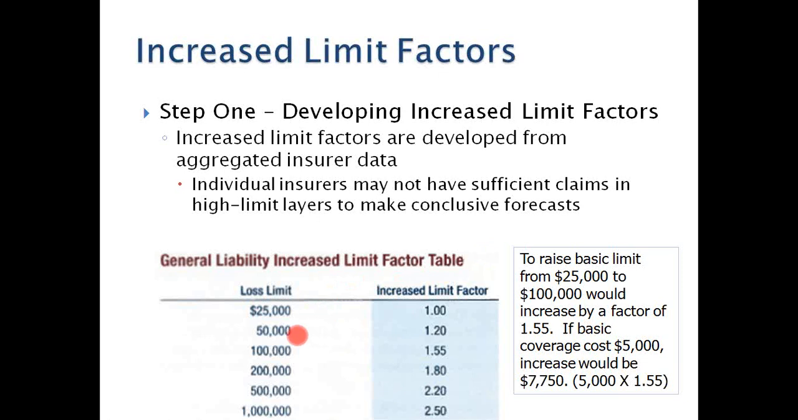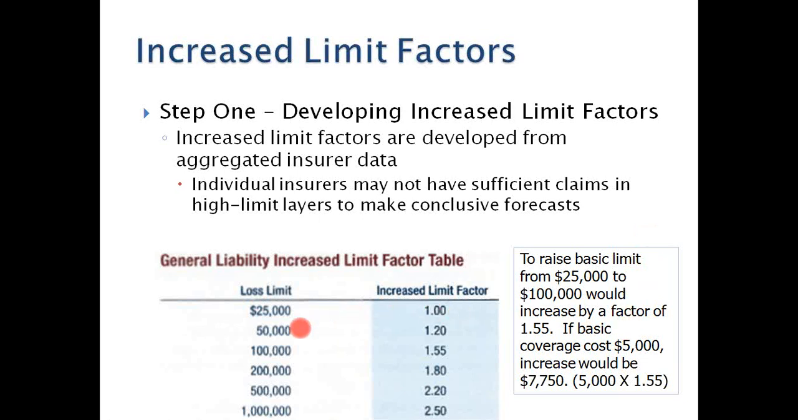So when we look at this, we can see a loss limit. Our base limit is $25,000, and the limit factor is 1, so it's basically multiplied by 1. That makes it easy. 50,000 is 1.2. 100,000 is 1.55. I put a little box here to make it simple and help explain how this works, because it was confusing to me the first time I tried to do this way back when. So assuming we have a $25,000 limit and we want to go to a $100,000 limit or self-insured retention, we would have a factor of 1.55.